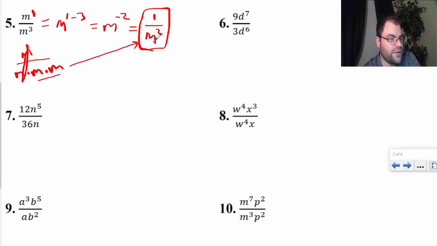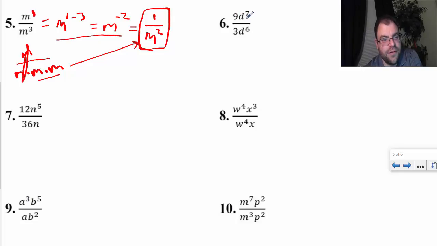1 over m squared. You got two m's on the bottom. It's the same thing. But I prefer you use this top method rather than writing it all out. For obvious reasons, if I give you an exponent of 36, you're not going to write this 36 times. It's not practical.